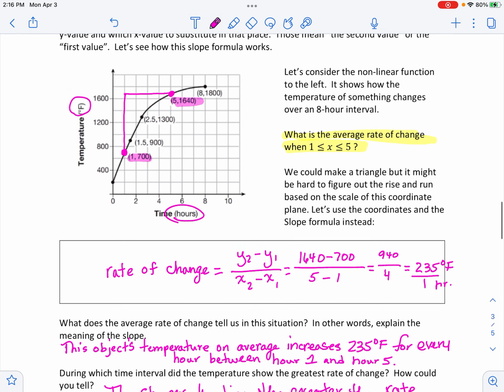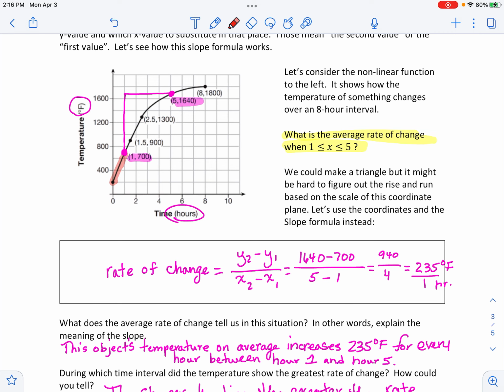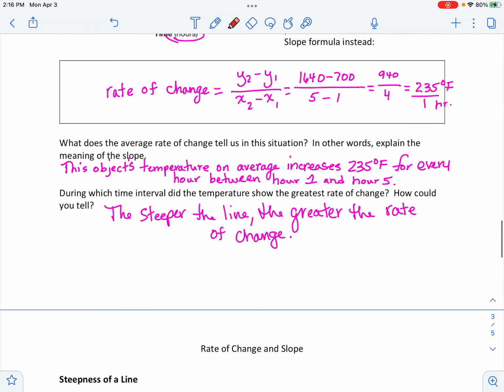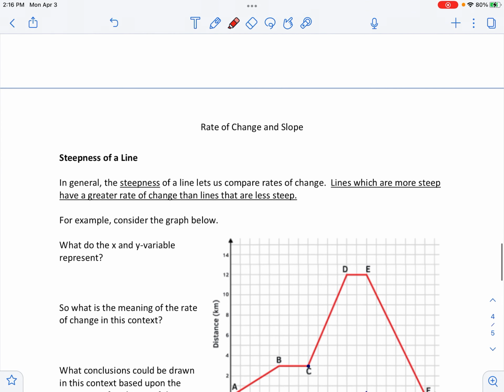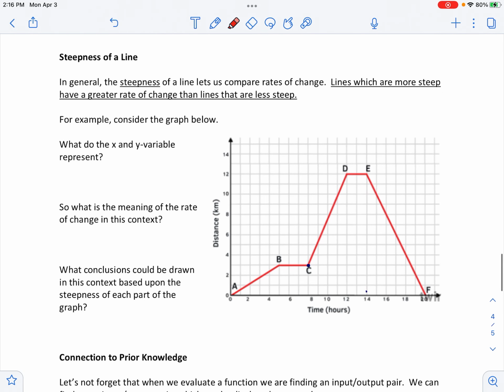And it appears that the steepest portion of this line is from hour 0 to hour 1. Speaking of steepness of line, we can use this idea of the steepness of the line to let us compare rates of change. Lines which are more steep have a greater rate of change than lines that are less steep.